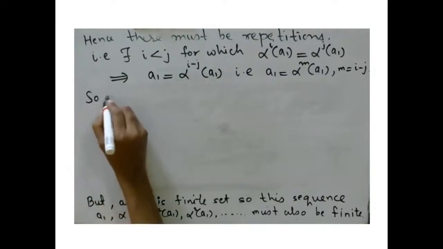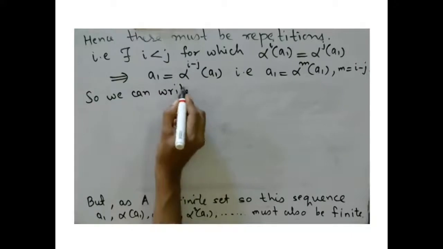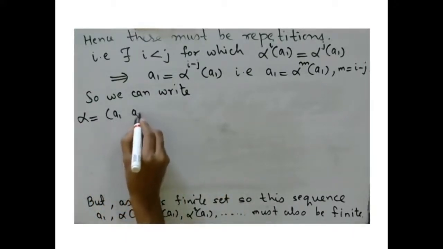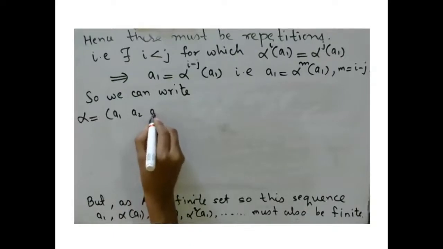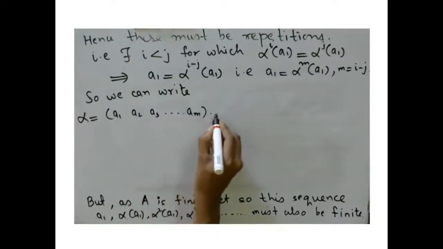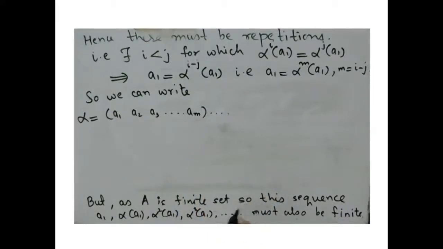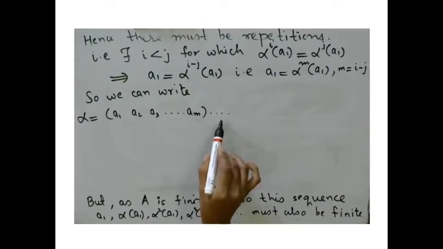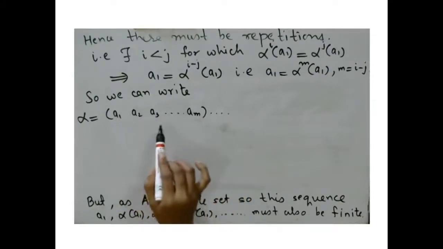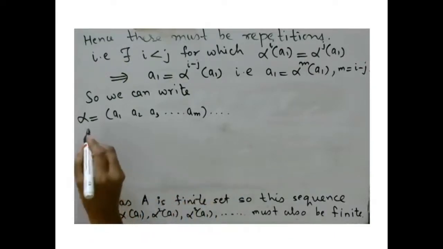So we can write the permutation alpha as: your first cycle will be A1 mapping to A2, which is alpha square of A1, A2 mapping to A3, and so on, mapping to AM, and so on. What do these dots indicate? Why have we written dots? We have written the dots because it may happen that in this cycle we have not exhausted all the elements of A.